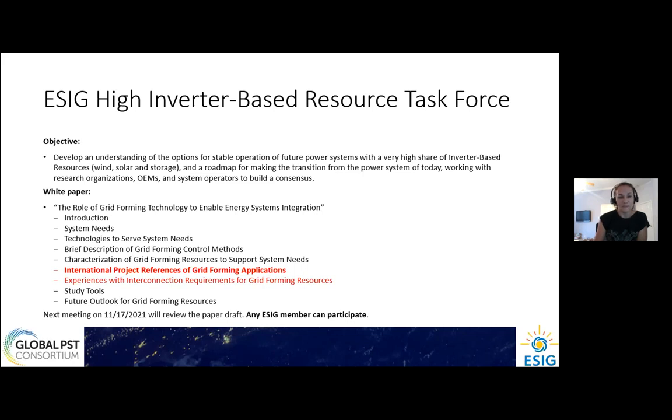So for today's presentation, I'll focus on international project references for grid forming applications and also experiences with interconnection requirements of grid forming resources. These are two subsections in the white paper. I also gave a slightly similar presentation in May for the GPST and ESIG webinar. So if you heard parts of it, I apologize for the repetition.